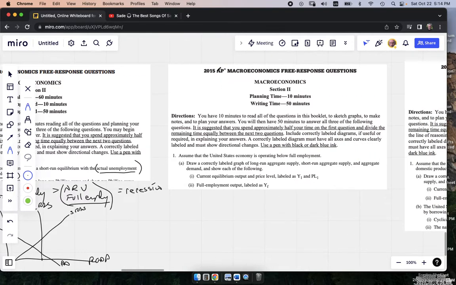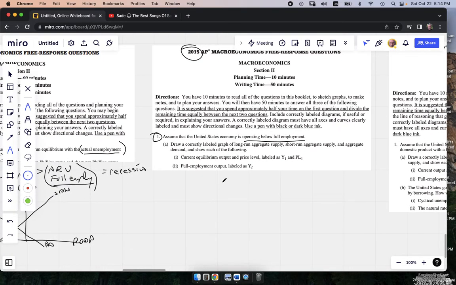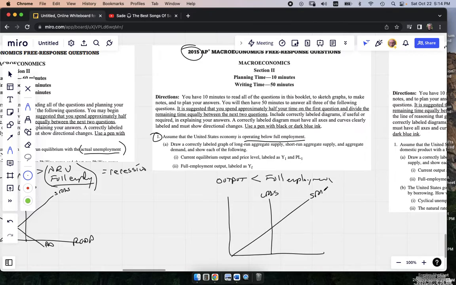All right, 2015. Now, look at what they say here. The economy is operating below full employment. They could say output is less than full employment. It's kind of what they're saying. Now, that should make sense to you, I hope, as a recession, since all we're doing right now are recessions. That's kind of easy to make sense of.